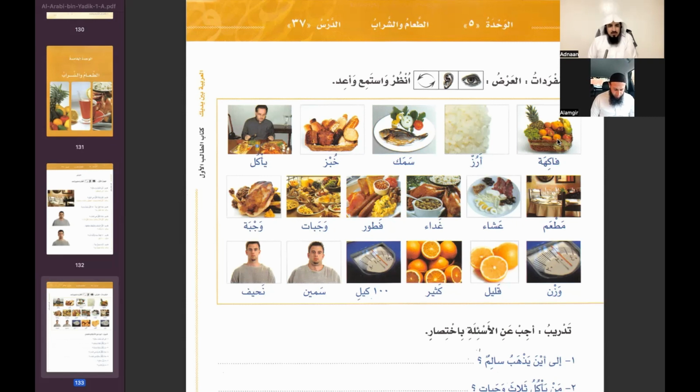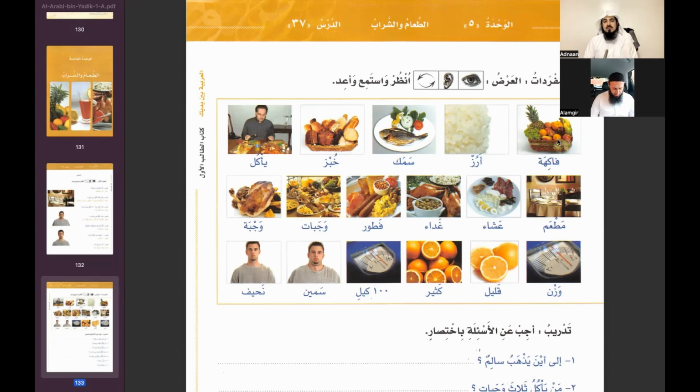وجبات is meals. So the word meal. Sorry, my nose is blocked, so you can't hear my M. But wajabat, meals, plural. And wajbah, the next one, means one meal. Wajba, one meal, and wajabat, plural, many meals.